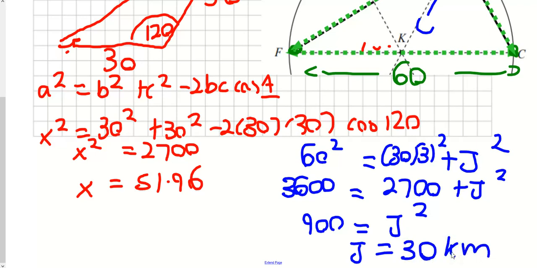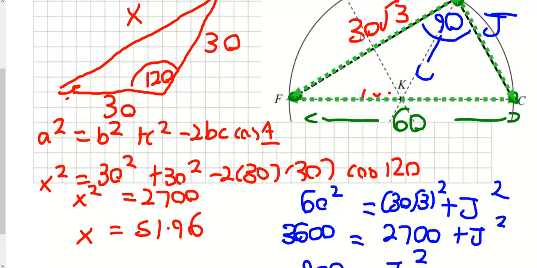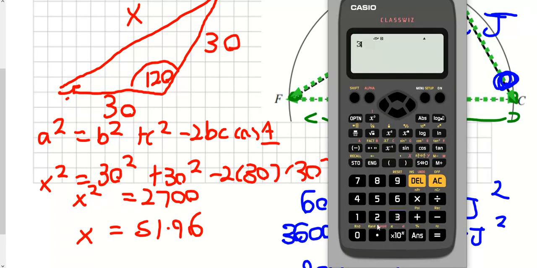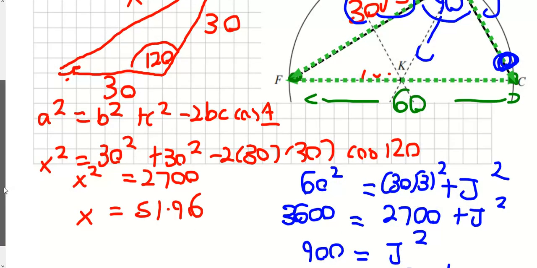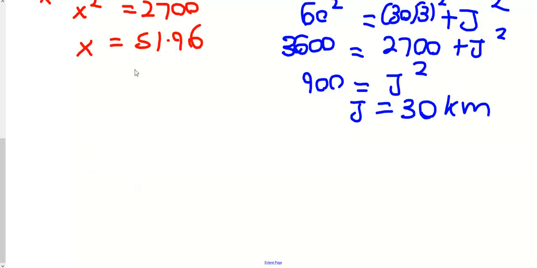So how far did it travel now? How far did it travel? It traveled 30 root 3 from here to here, and then it traveled another 30, didn't it? So it's 30 plus 30 root 3. It traveled 81.96. And how fast was it traveling again? 80 kilometers an hour.